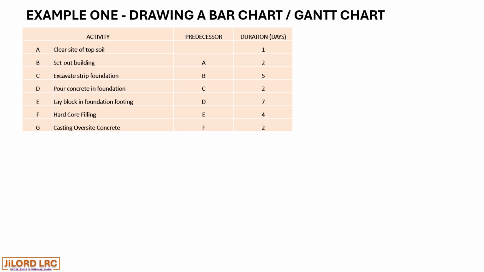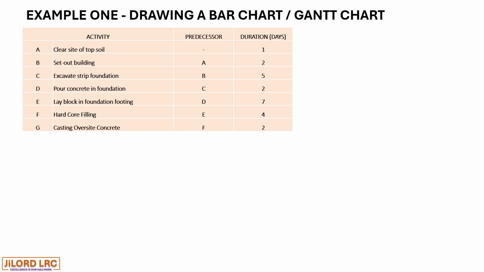We have activity A, which is clear site of topsoil, which is a starting activity without any predecessor, has a 1-day duration. We have activity B, setting out of building, which has a predecessor activity of A, which means A has to be completed before B commences or starts, and has a duration of 2 days.